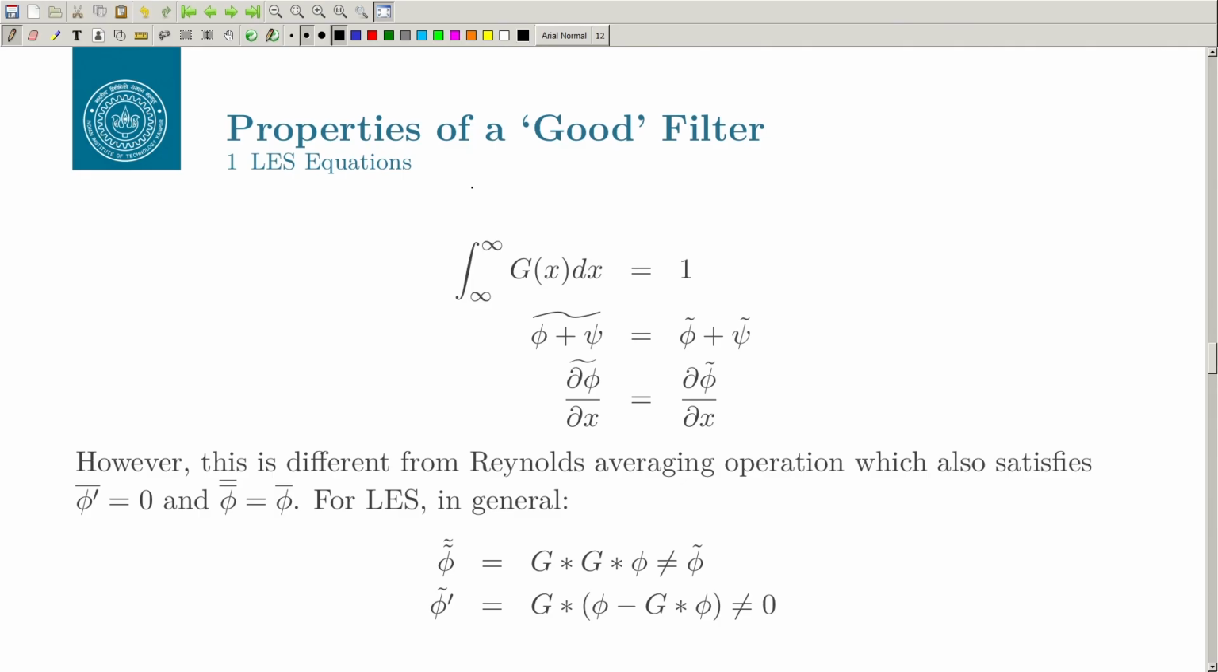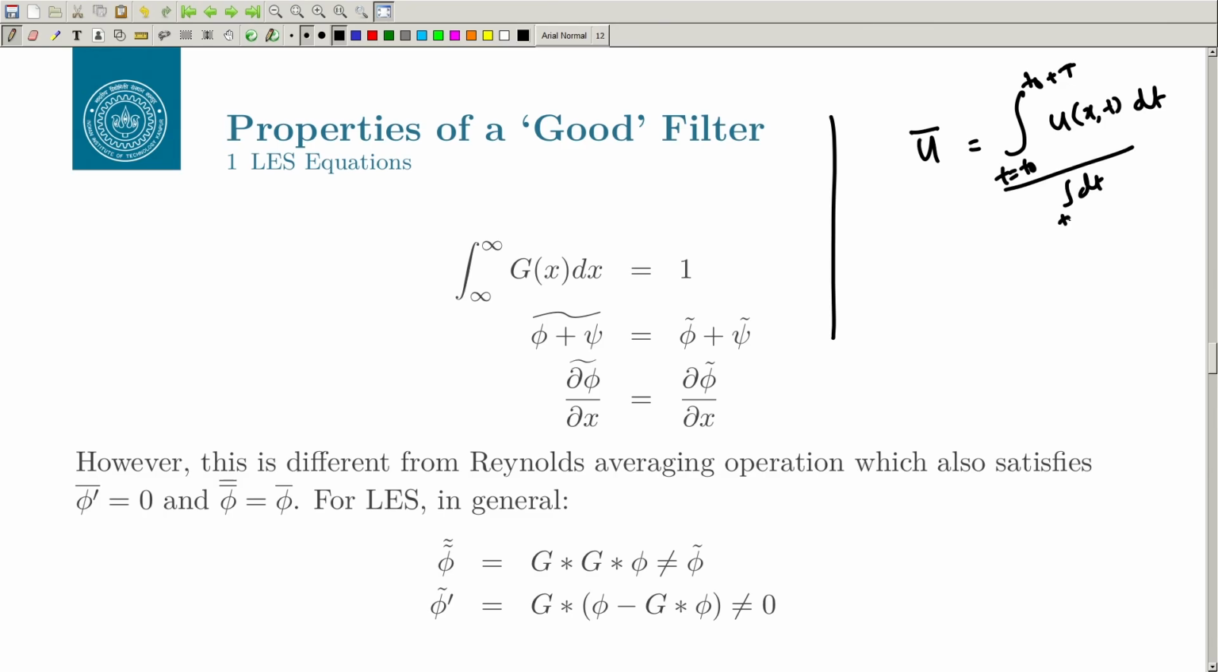So, what were the properties of the Reynolds operator? If you think in terms of incompressible flow, in Favre averaging we had the rho also, but in incompressible flow you basically integrate x t dt, starting from t naught to t naught plus T, divided by T. So, this was our Reynolds average or the time average.